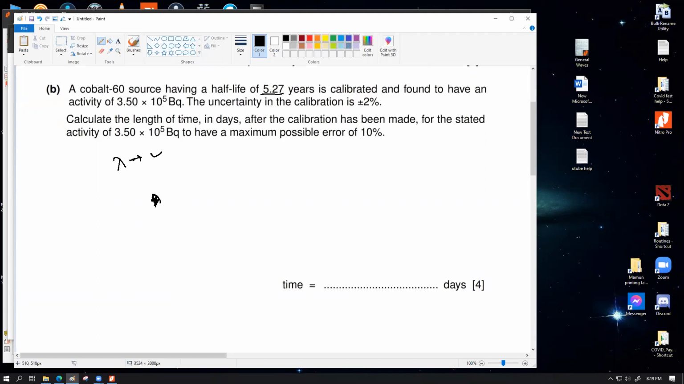Well, we don't actually need to use this value. Do we have to use it? No, we don't have to use this value.